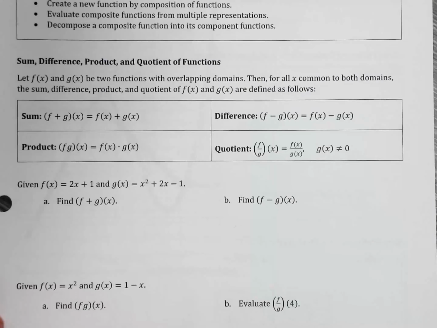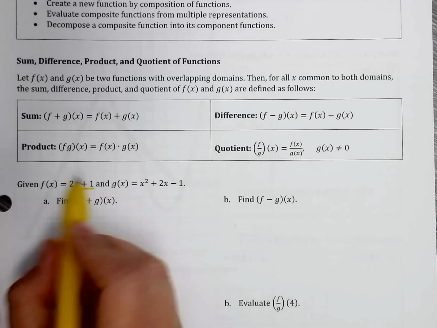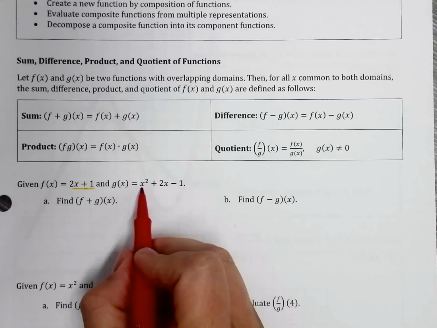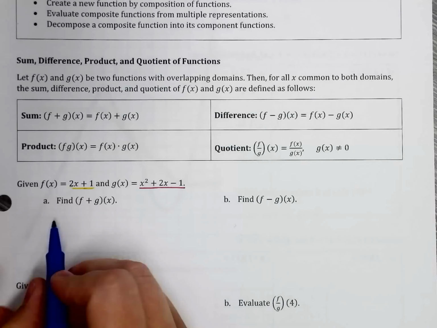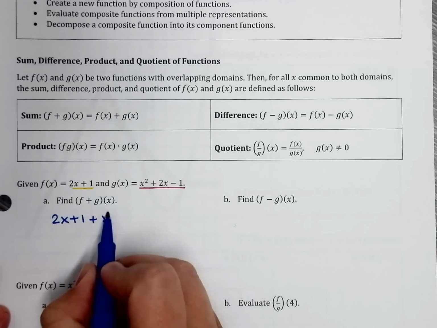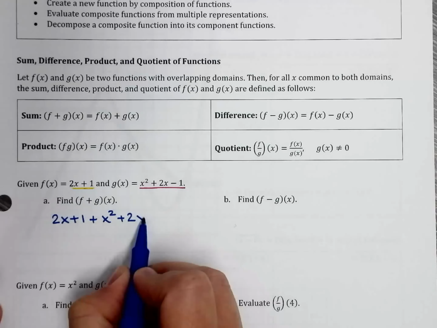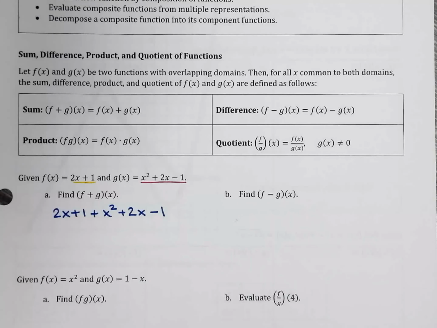Here's what it's going to look like. So I have f of x is this pretty function right here in yellow, and then g of x is this pretty function right here in red. So all you have to do, add them together. So easy money. 2x plus 1 plus x squared plus 2x minus 1. Since we're special, we're extra, we're going to put that in order, in standard form.